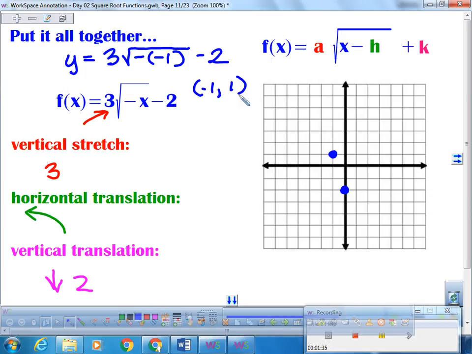My next point should be over 2, up 4, 1, 2, 3, 4, but I need to do that 3 times, correct? Because we have a vertical stretch of 3. So instead of going up 4, I'm going to go up 12. So I would go over 2, then 1, 2, 3, 4, 5, 6, 7, 8, 9, 10, 11, 12. Way up here. So it looks like that. Kind of crazy? All right, questions so far?